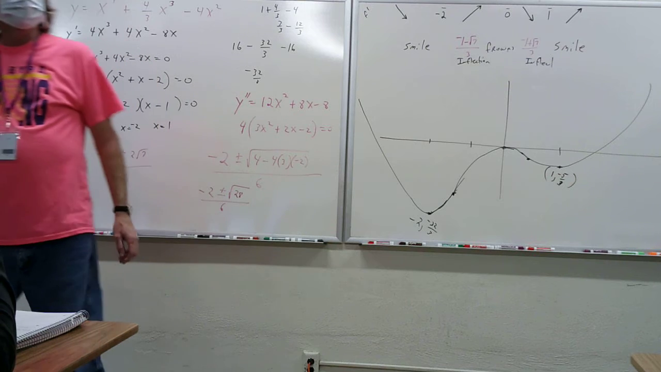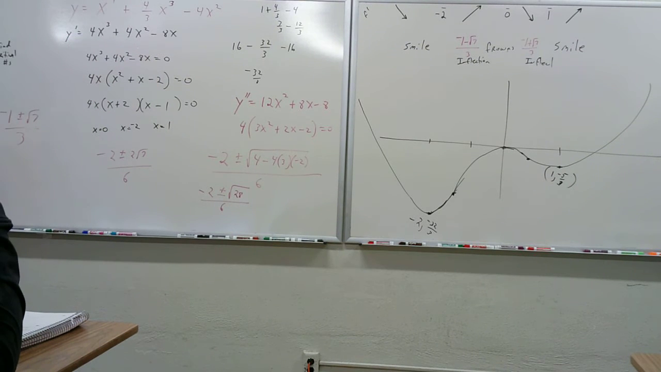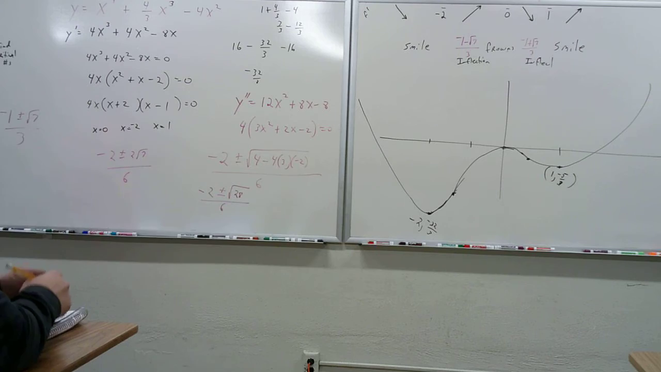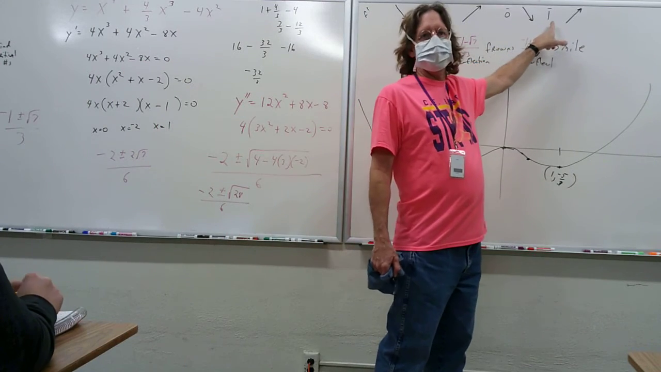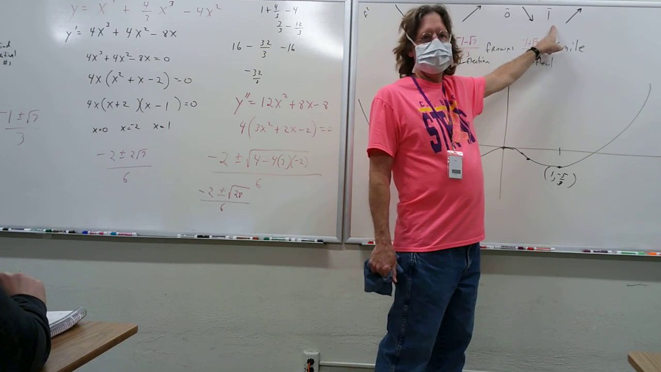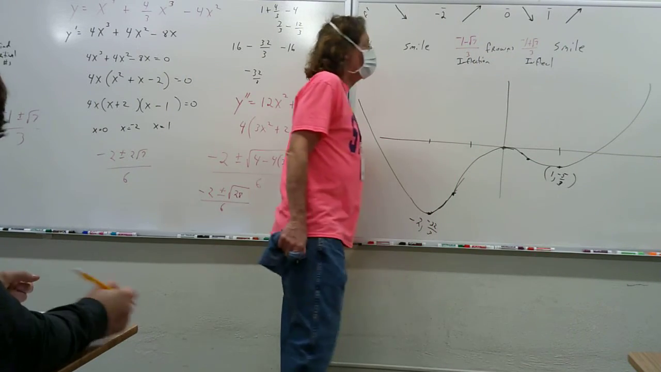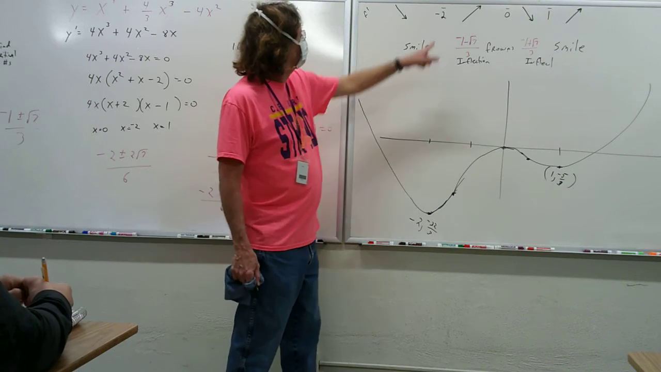Okay? Now, if I ask you any questions about this, you can answer them. Where is it concaved up? Any number less than that nasty irrational number that we got, or any number greater than that other nasty irrational number we got. On what intervals is it increasing? Well, it increases from negative 2 to 0. It increases for anything bigger than 1.